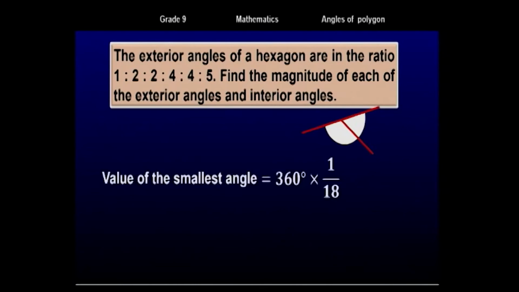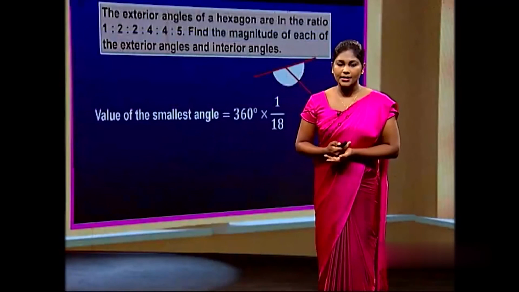Then first we take the parts of these exterior angles. When we add these ratio parts, it is equal to 18 parts. So, we know the sum of the exterior angles of a polygon is 360. Then you have to divide by 18 and multiply by 1. Then you can take the one part of this angle, that is the smallest angle.